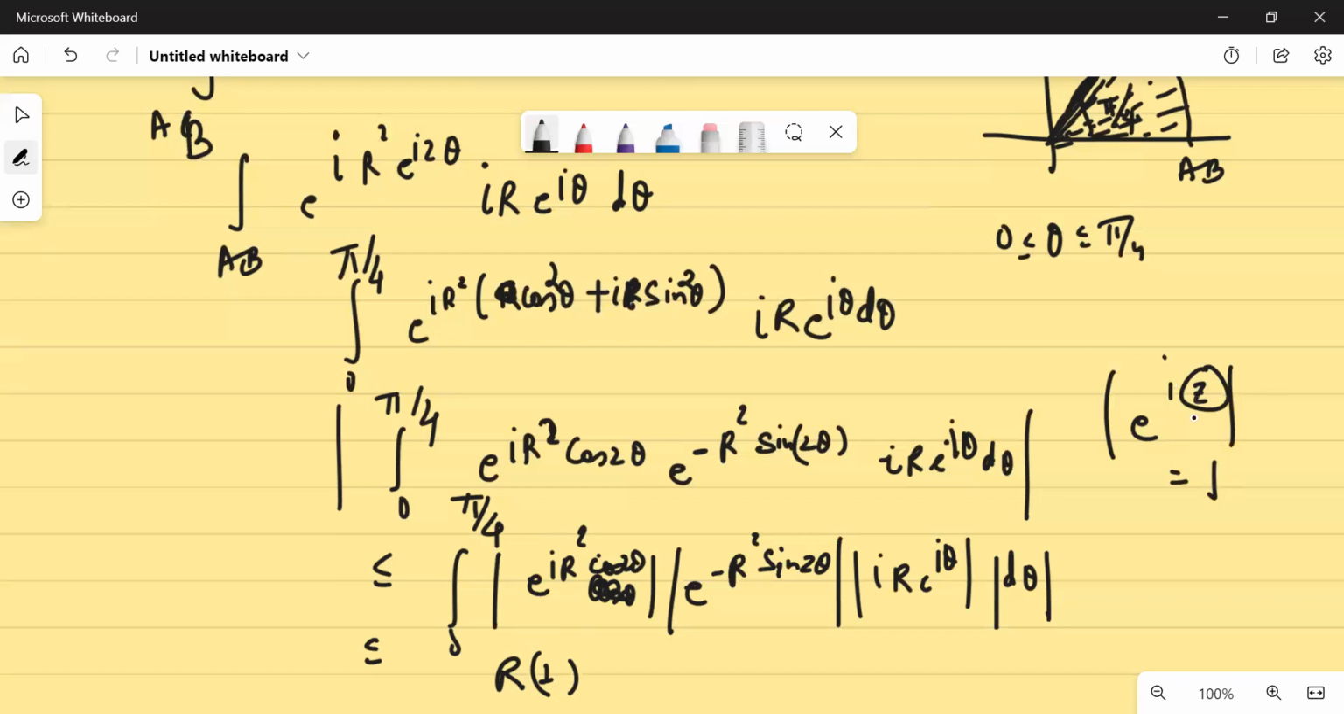Don't worry about it. Because this is cos something plus iota sine something, and the root of cos square something plus sine square something would obviously give you 1. So we have r times the integration from 0 to pi by 4 of e to the power minus r square sine 2 theta, and then d theta. Don't take a modulus of this, because an exponential is always positive.